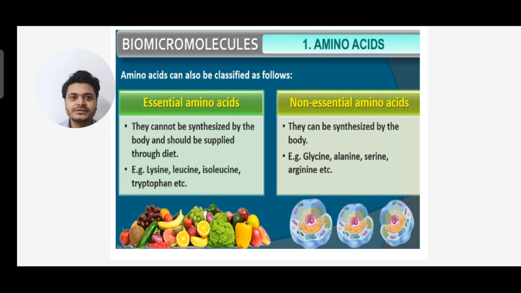Examples of essential amino acids are lysine, leucine, isoleucine, and tryptophan. Whereas in non-essential amino acids, the examples are glycine, alanine, serine, and arginine. All right. So essential means those are not synthesized in our body, we have to take them through diet, and non-essential means they are synthesized in our body.